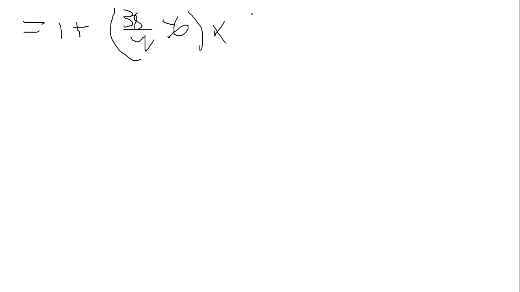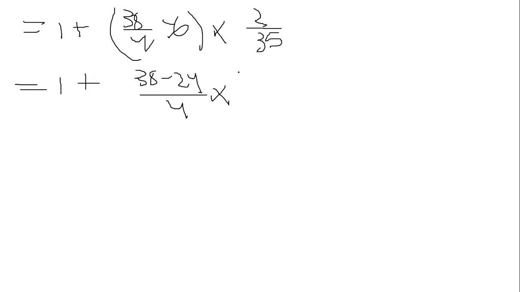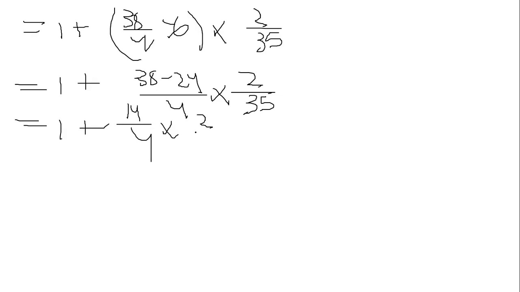into 35 by 2. So it will be 2 by 35. So 1 plus it will be 38 minus 24 by 4 into 2 by 35. 1 plus 38 minus 24 is 14. 14 by 4 into 2 by 35.